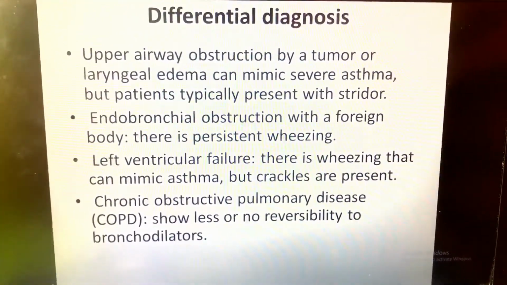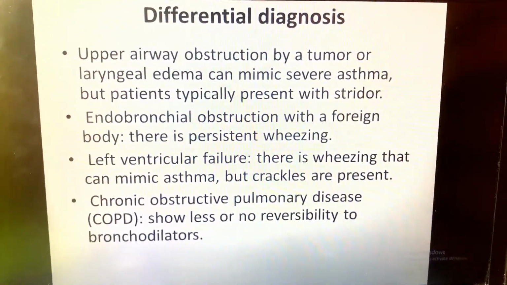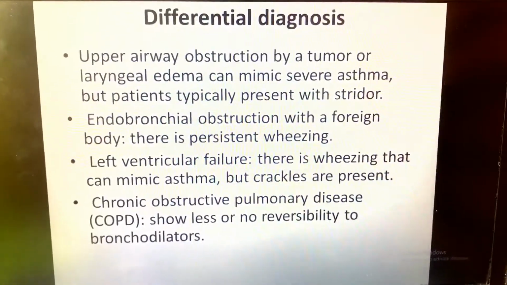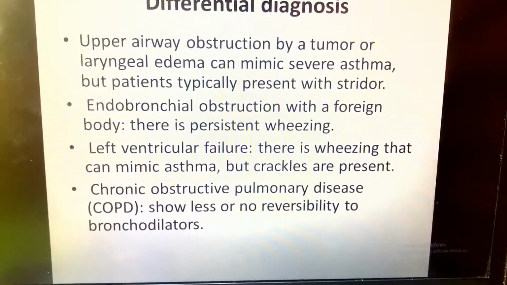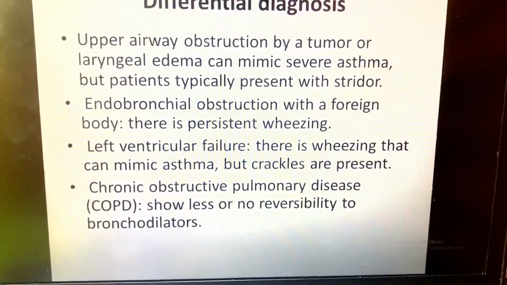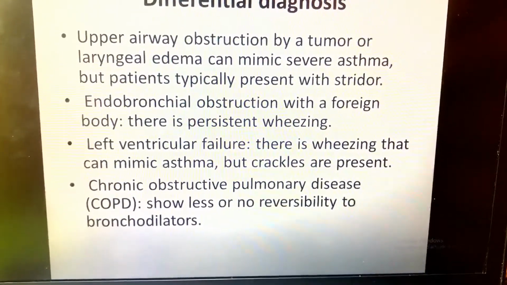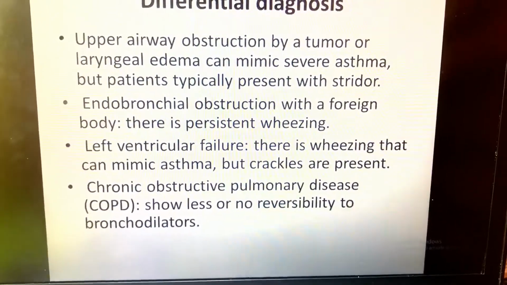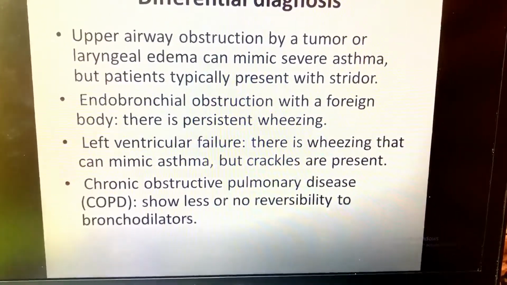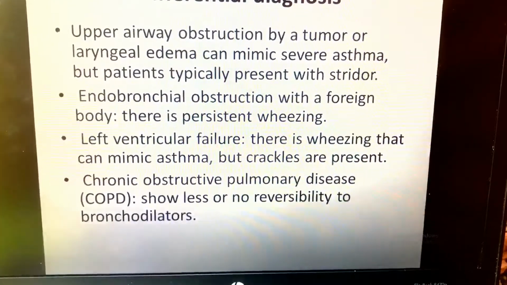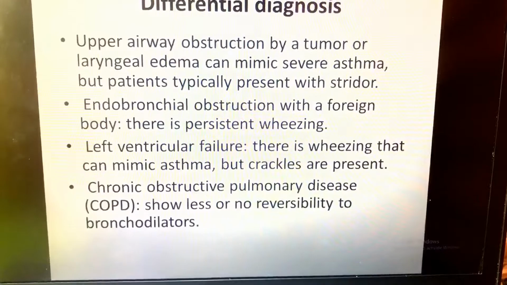Bronchial obstruction with a foreign body can also cause persistent wheezing. How will we differentiate bronchial obstruction with a foreign body from asthma? When we give drugs, maybe bronchodilators, we will still have persistent wheezing when there is any bronchial obstruction. But with asthma, we give the drugs and the wheezing is reduced.